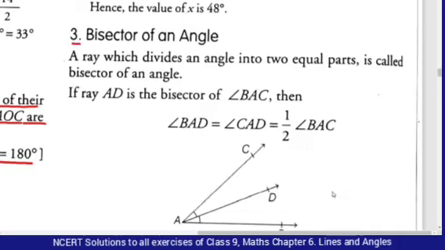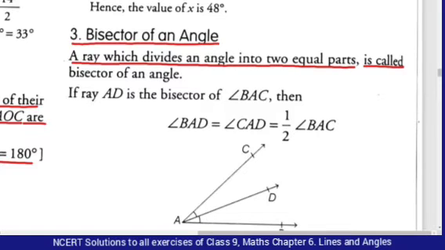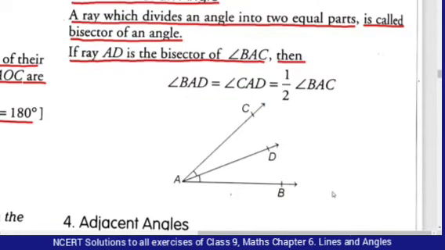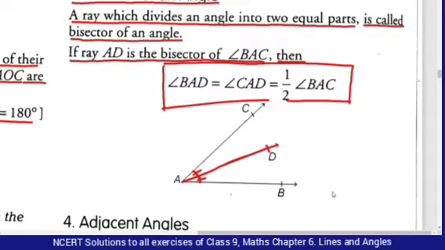Third is a bisector of an angle. A ray which divides an angle into two equal parts is called bisector of an angle. If ray AD is a bisector of angle BAC, then we can say that angle BAD is equal to angle CAD is equal to half of angle BAC. So, bisector of the angle divides an angle into two equal parts.